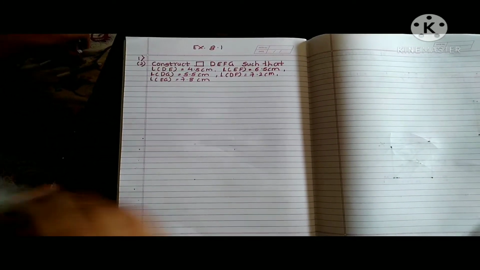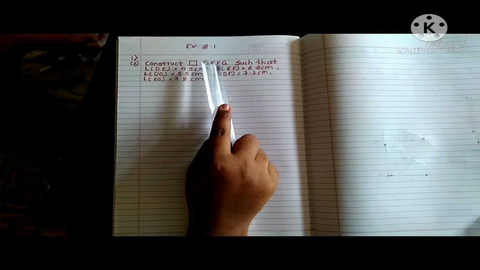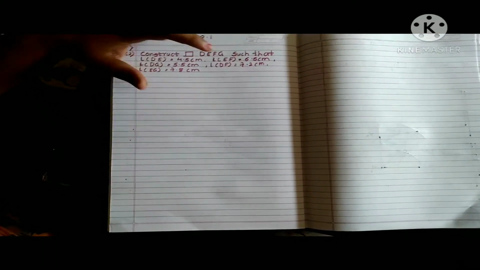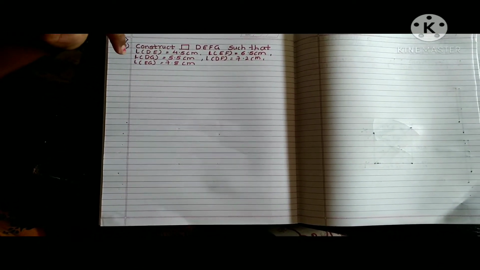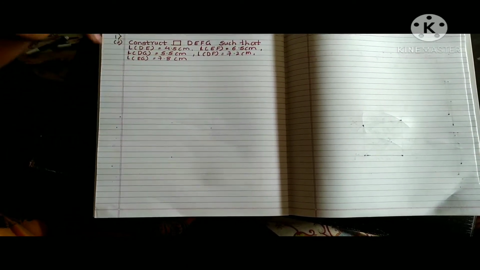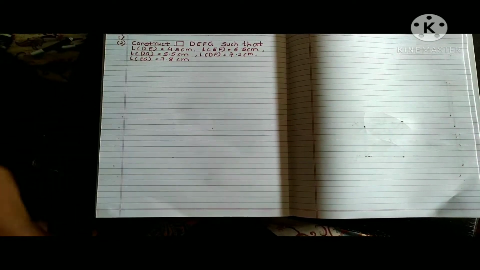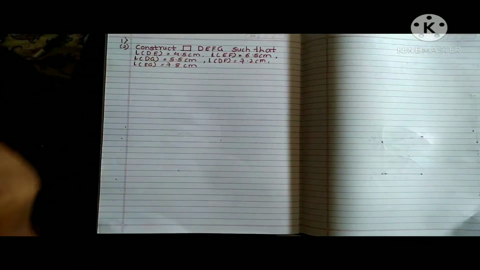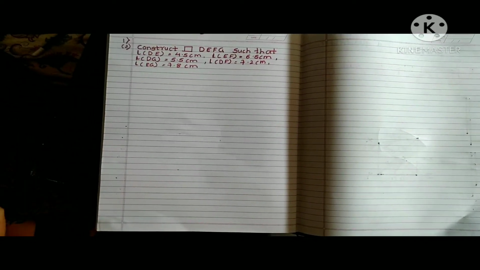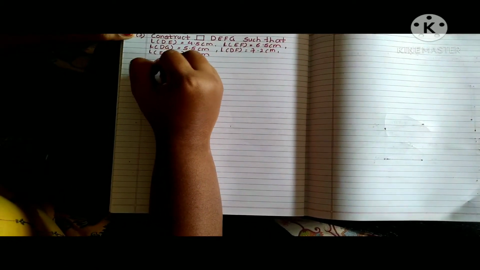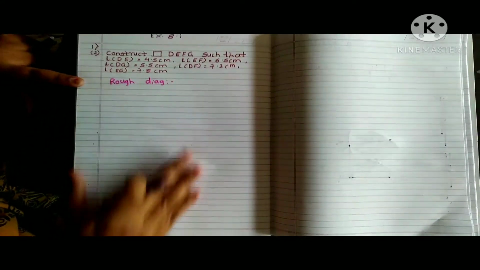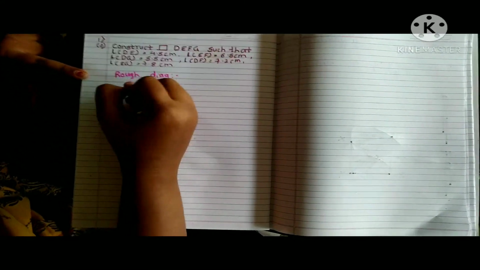Let's see the first sum. Construct a quadrilateral DEFG such that length of DE is 4.5 centimeter, length of EF is 6.5 centimeter, length of DG is 5.5 centimeter, length of DF is 7.2 centimeter, and length of EG is 7.8 centimeter. So now let's draw the rough diagram first. Now I will show you how to do the construction, in which method you are going to do the construction in your notebook. So this is my rough diagram.